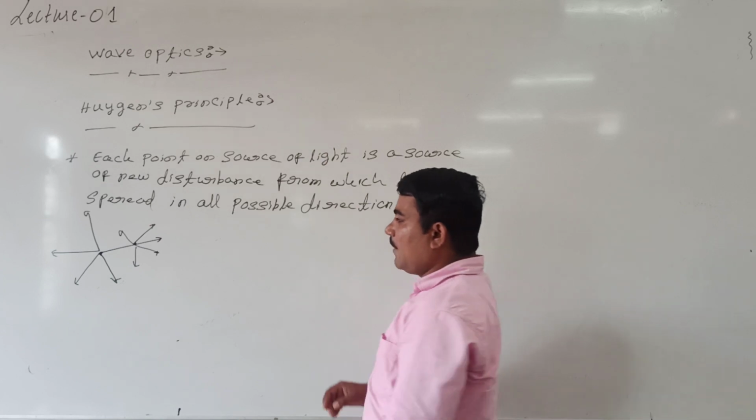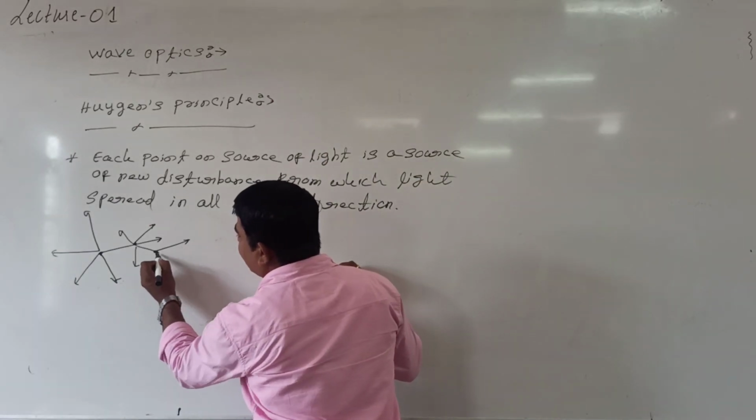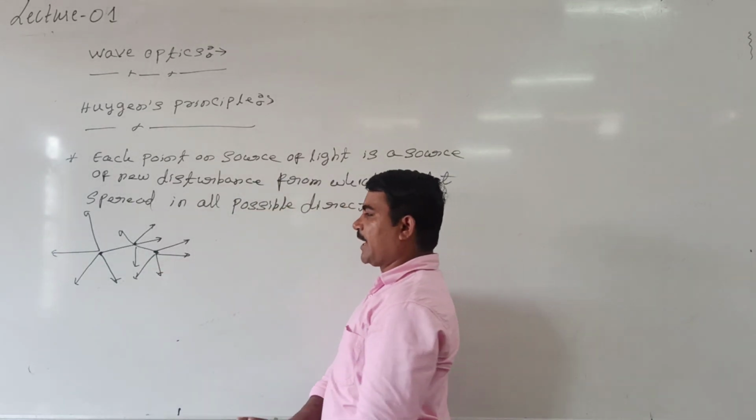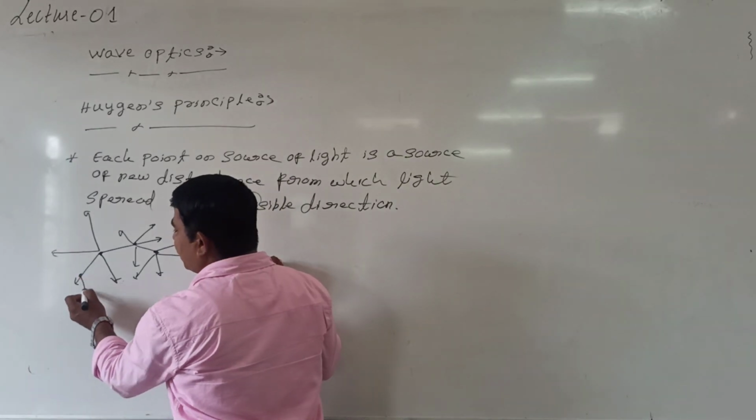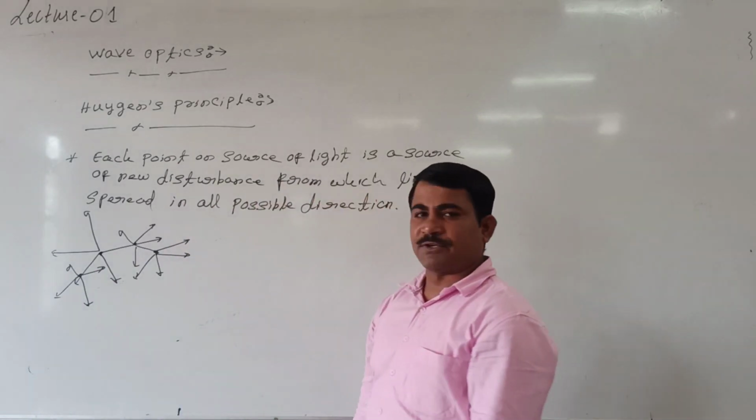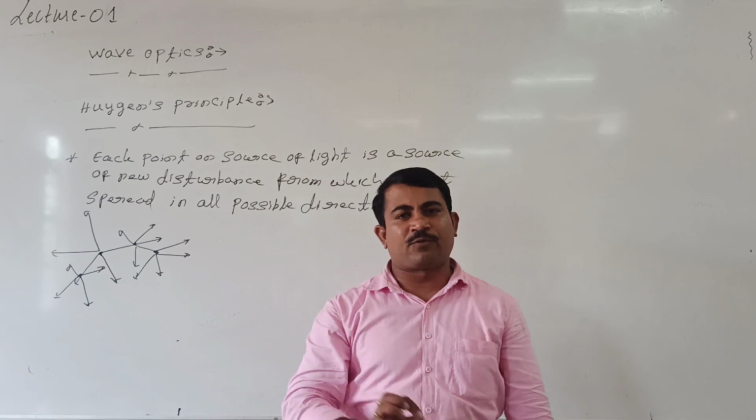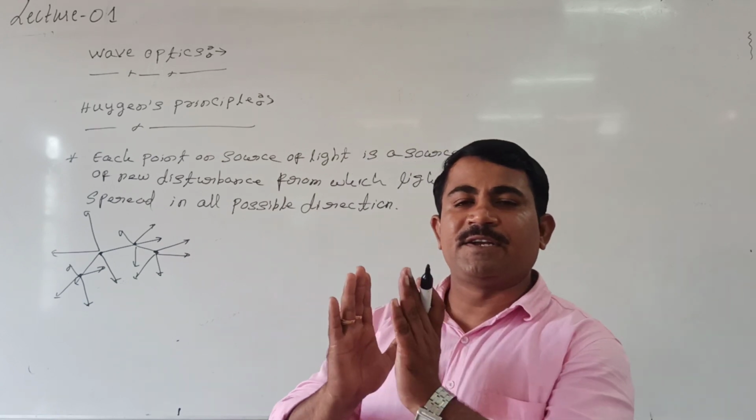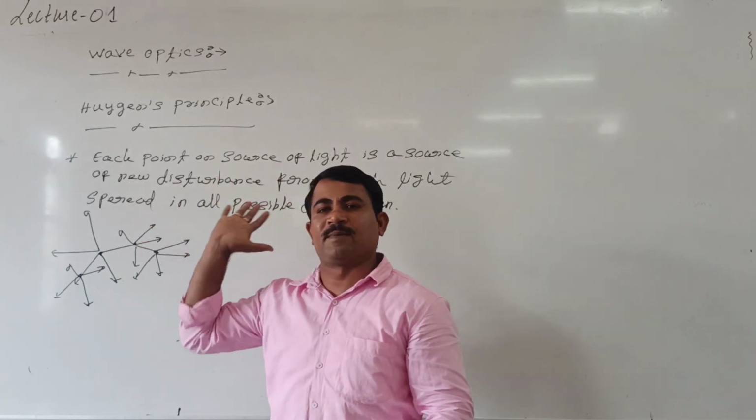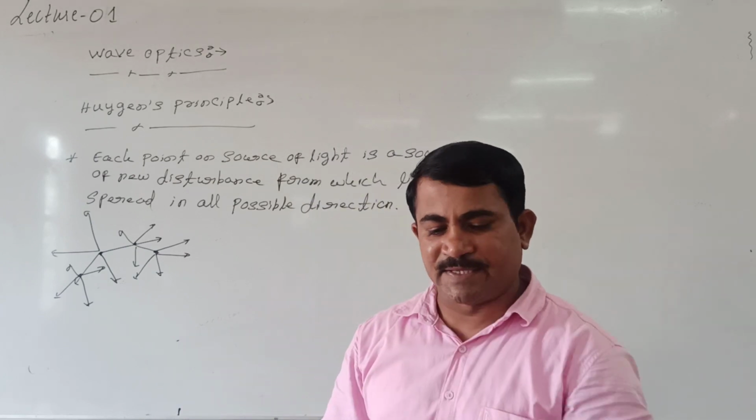Are you following? If you take this as one point again, from this point the light acts as a source of new disturbance. From this, light can spread in all directions. If you take any one point on the light, from this point light can spread in all directions. Any one point you take on the source of light acts as a source of new disturbance. From that point, again light spreads in all possible directions. This is the first point concerned to Huygen's principle.